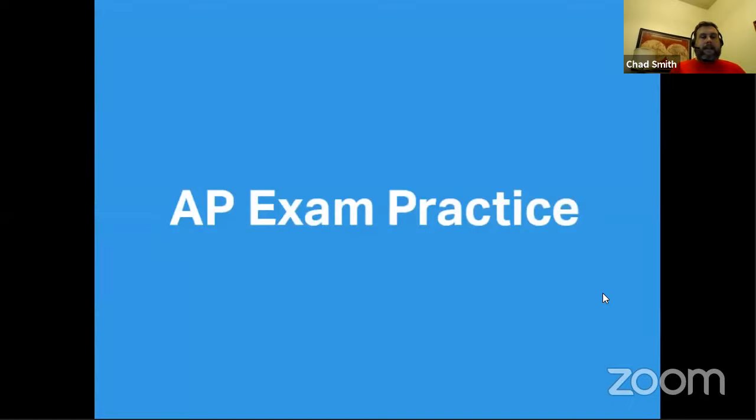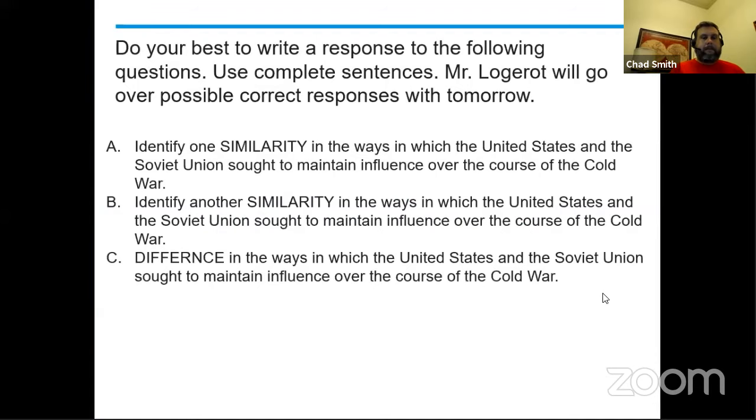So let's look at our exam preparation for our practice that Mr. Logereau will go over at the beginning of tomorrow's lesson. Today, I'm giving you a short answer question that comes in three parts. A, identify one similarity in the ways in which the United States and the Soviet Union sought to maintain influence over the course of the Cold War.